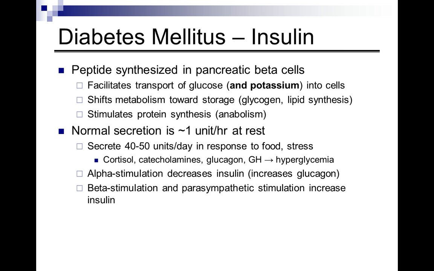Your pancreas secretes insulin at a rate of about 1 unit per hour at rest. But in addition to that, your body secretes a total of about 40 to 50 units a day in response to food and stress. Cortisol, catecholamines, glucagon, and growth hormone all can lead to hyperglycemia, and insulin will have to be secreted in response to these. Alpha stimulation seems to decrease insulin and increase glucagon, whereas beta stimulation and parasympathetic stimulation increase insulin levels.